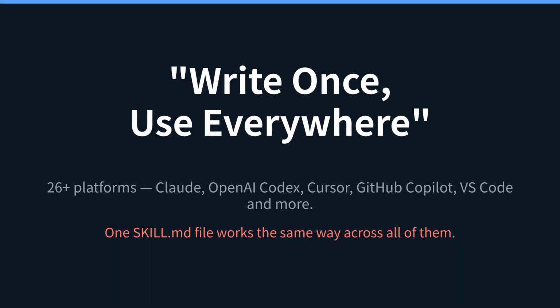Now let's talk about who has actually adopted this. The list is impressive. On the development side, Claude Code, OpenAI Codex, Cursor, and GitHub Copilot all support the Agent Skills standard. Microsoft's VS Code does too, through its extension system. And then there's a growing community of tools like OpenCode, AMP, Goose, and Spring AI, bringing the total to over 26 platforms as of early 2026.